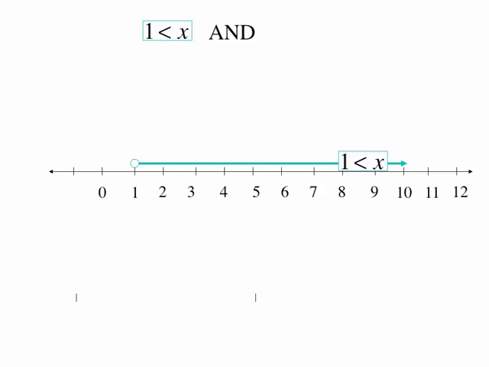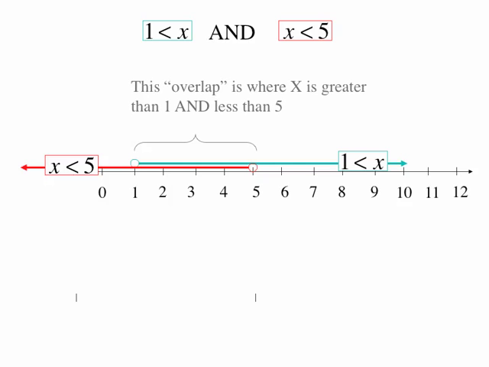And we also need it to be true that x is less than 5. So shown here in red are all the numbers that are less than 5. I need the region where both of these two statements are true at the same time. That's the region that's shaded over in blue and in red. It's that stretch in between 1 and 5, where both statements are true at once.